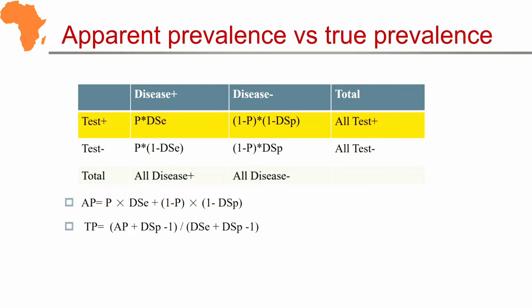So what we are doing here, okay, let me just finish up with this. True prevalence is what? Probability of testing disease positive. Sawa. I'm introducing probabilities, but with a 2 by 2 cell. And then I'll explain what we are doing. True prevalence is AP, apparent prevalence, which is this. Sawa. We already defined apparent prevalence, right? Plus DSP minus 1. Basically specificity minus 1 divided by sensitivity plus specificity minus 1.